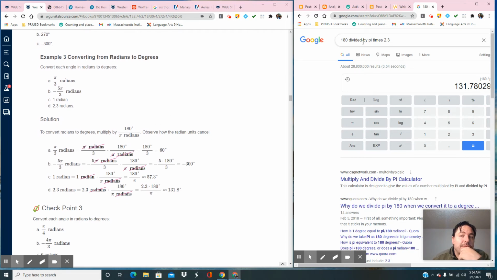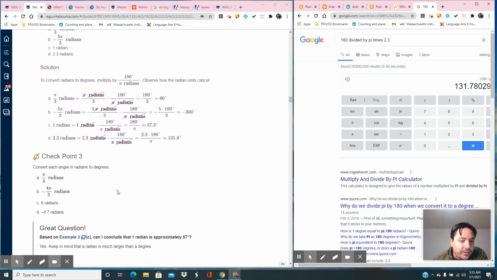So up here, I'm being flexible in my thinking. I'm thinking just that the pi part has to be on the denominator, has to go away when we're getting rid of the radians and going to the degrees. And the 180 has to be multiplied, and then whatever the other factor is. So that gives us 131.8, and I got 131.78, perfect.